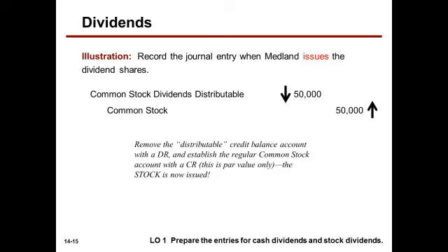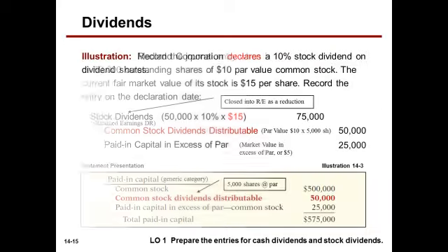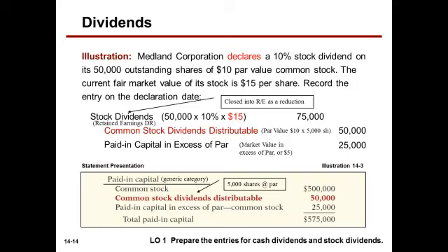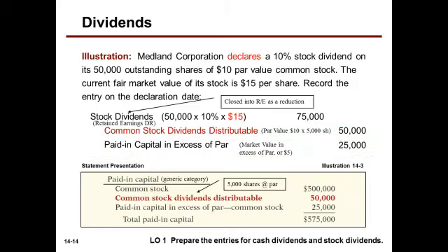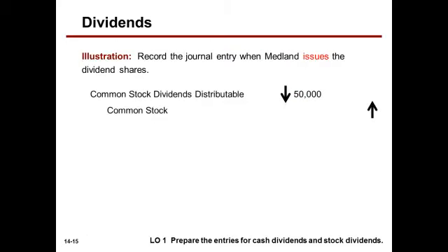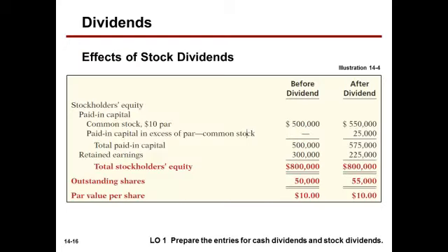Let's look at that again. The paid-in capital in excess of par, $25,000, that remains. It's just the actual distribution of the stock that brings the reclassification to the common stock account for the par value. What are the effects of a stock dividend?